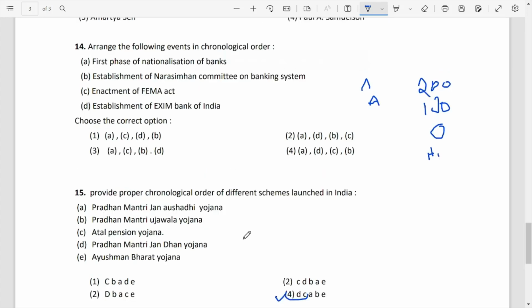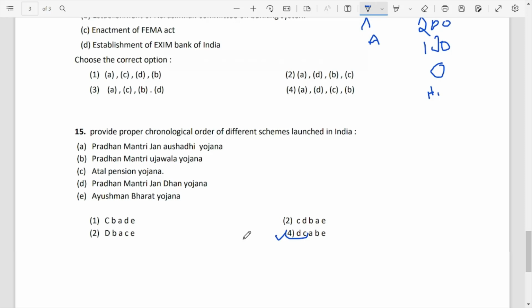The next question is provide the proper chronological order of different schemes launched in India. So these are welfare schemes. You have to find the correct chronological order in which they were launched. So which one is the first? Pradhan Mantri Jan Dhan Yojana. This was launched in 2014, on the 28th of August 2014. And then Atal Pension Yojana.